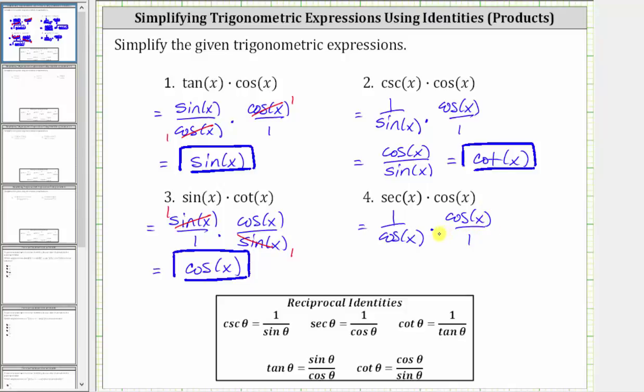Notice there's a common factor of cosine x between the numerator and denominator. There's one cosine x here and here, leaving us with 1 times 1, which is equal to 1. Secant x times cosine x equals 1, which again should make sense because they are reciprocal functions.